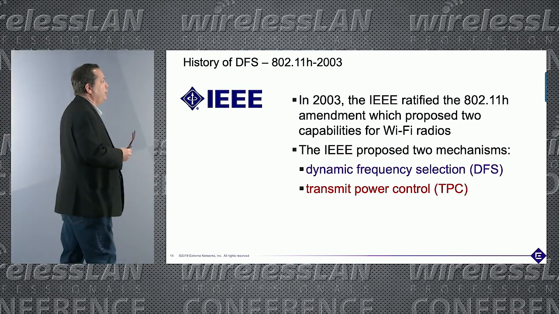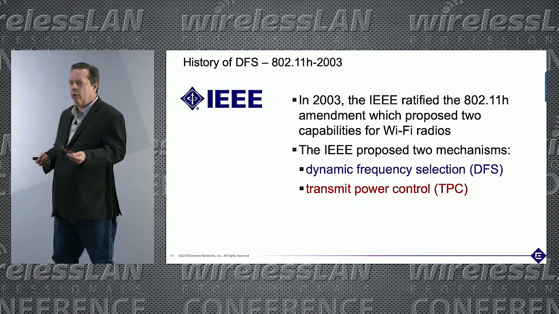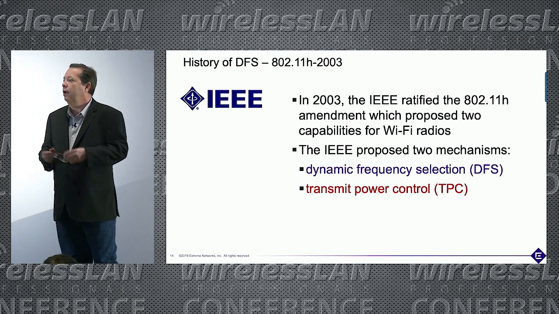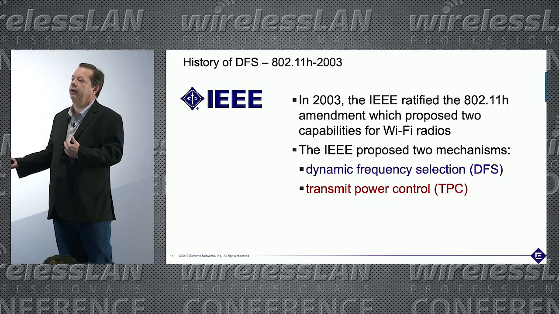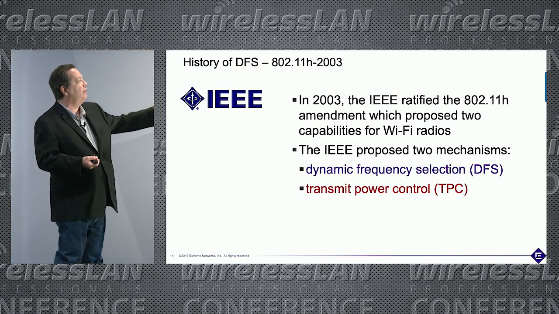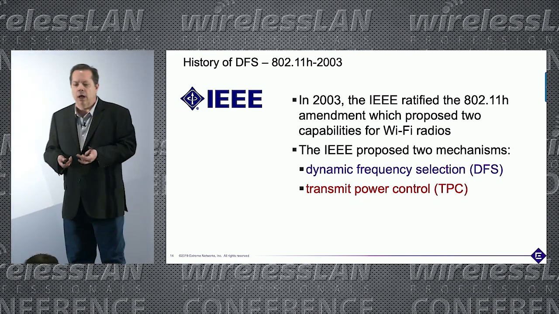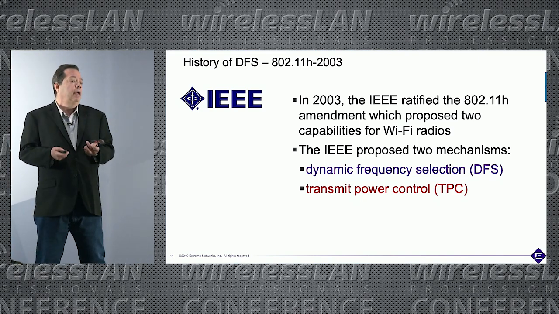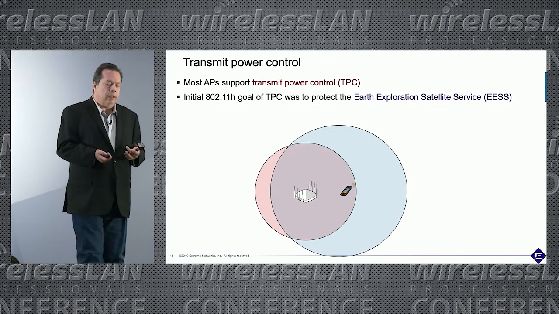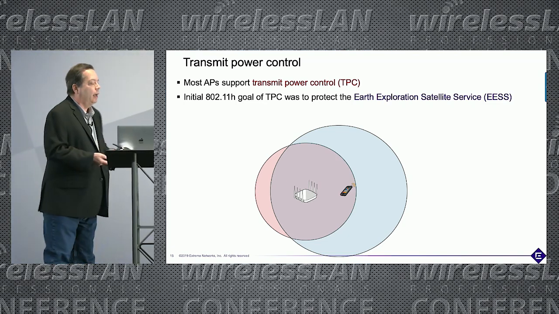So while the FCC and the Europeans as well were coming up with strict regulations for radar avoidance, there had to be a standard on how all this operates with Wi-Fi radios. And that first standard was 802.11h. It actually proposed two mechanisms for this. One was dynamic frequency selection, and the other one was transmit power control. So let's talk about transmit power control first, very briefly.